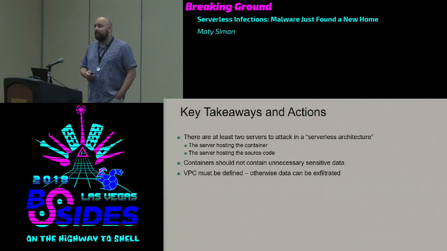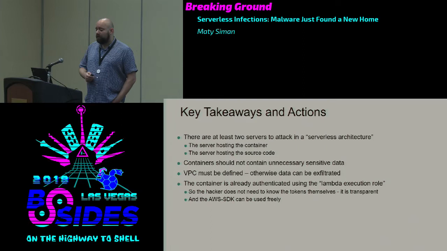VPC must be defined. If you take the default VPC off, it's a problem, and there's no reason for it to be off. There's just no actual use case where it's needed to be off. The container is already authenticated, as we said. So you need to know that if a hacker has access to some sort of vulnerability in your function, he owns everything. He has all the authentication he needs, nothing else. And obviously the AWS SDK is really a nice gift for that hacker.